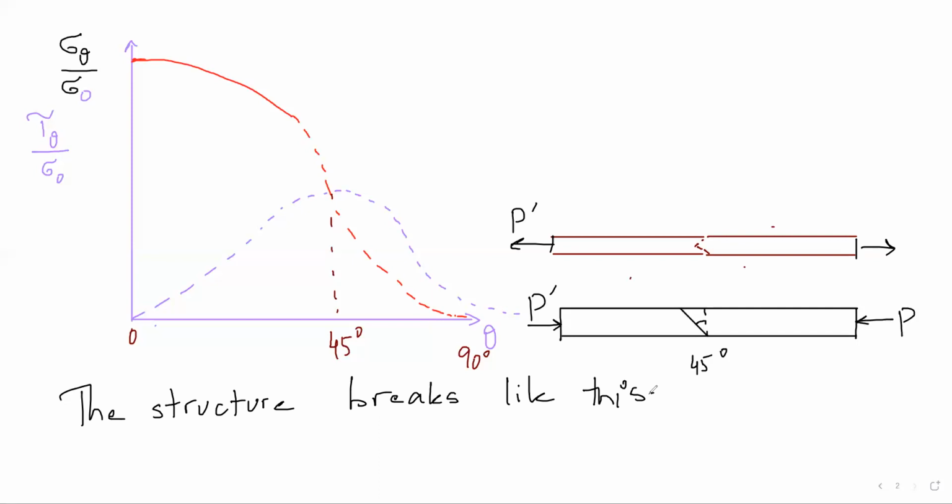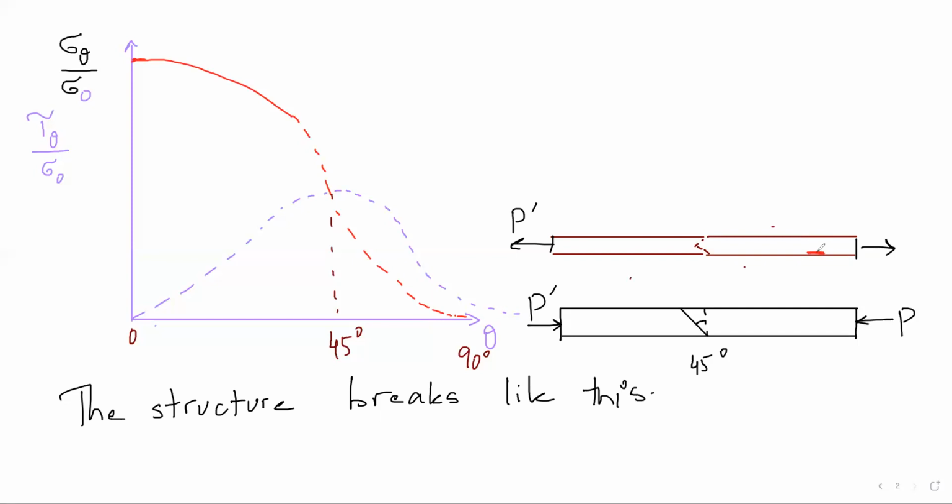Can you explain the red line on the graph? Yes, I can. My whole point is that when you put a load like this, the maximum normal stress will be on this surface. Now imagine you ask me what will happen on a surface like this. Will there be any normal stress here?